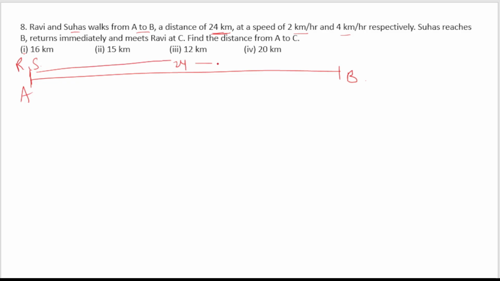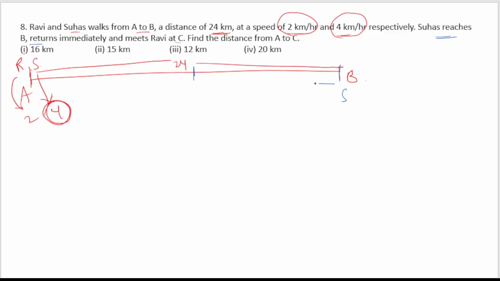The distance between A and B is 24 kilometers at a speed of 2 kilometers per hour and 4 kilometers per hour. Okay, Ravi walks with the speed of 2 kilometers per hour and Suhas walks with the speed of 4 kilometers per hour. See, Suhas is walking double the speed of Ravi. So Suhas will reach the destination first. Suhas reaches B, returns immediately and meets Ravi at C. When Suhas is here, Ravi will be here because he is traveling with half the speed.